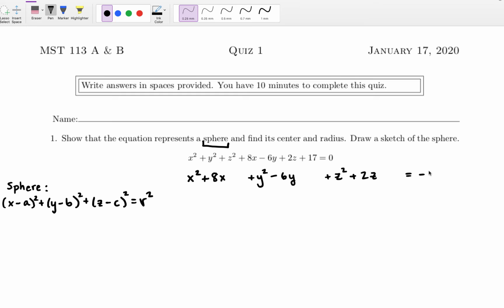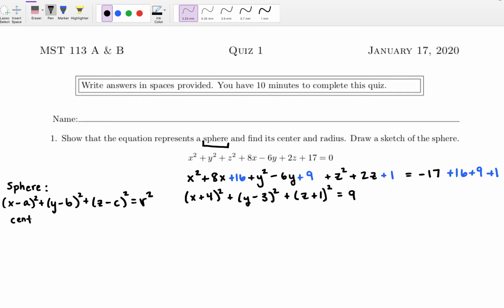So any equation that has x's and y's and z's that can be put into this form must be a sphere. And later on in section 12.6, we'll study other equations that have x squareds, y squareds, and z squareds in them. They form a general class of surfaces called quadric surfaces. And so we need to be familiar with completing the square so that we can identify equations as one of those forms.